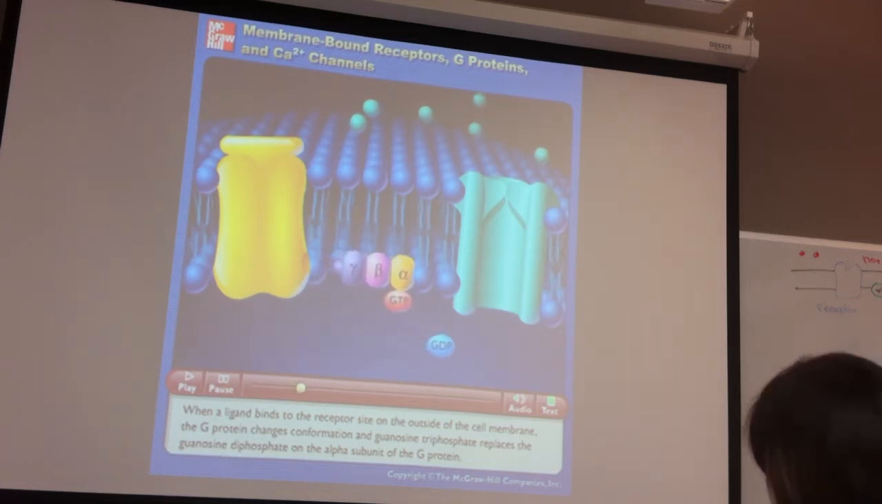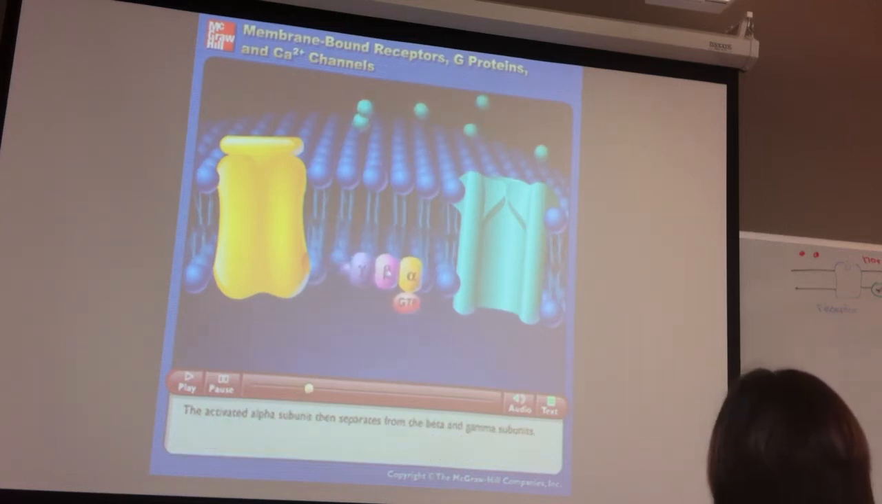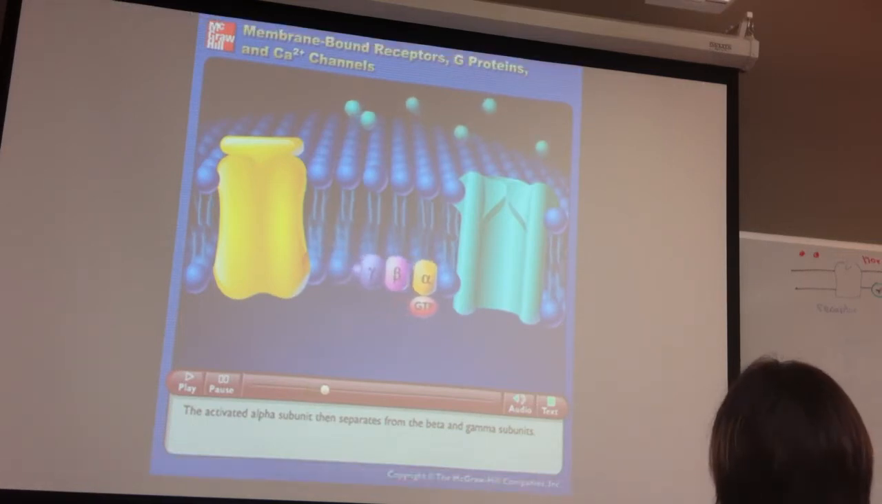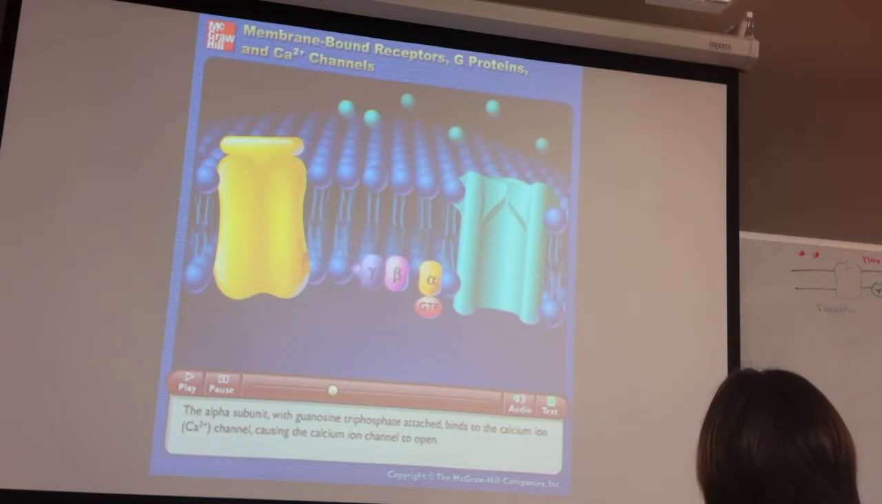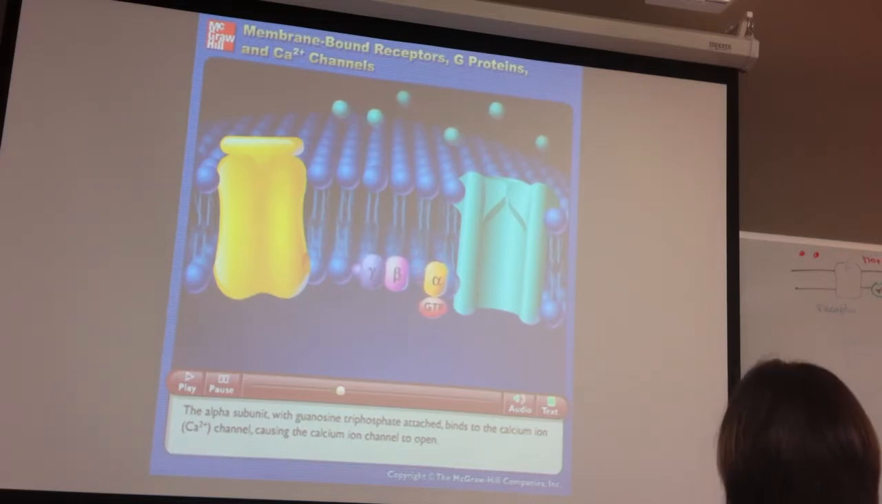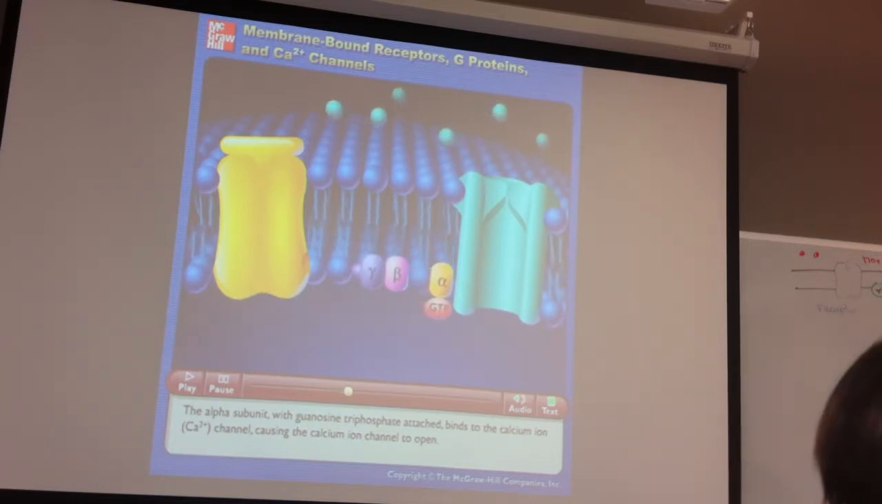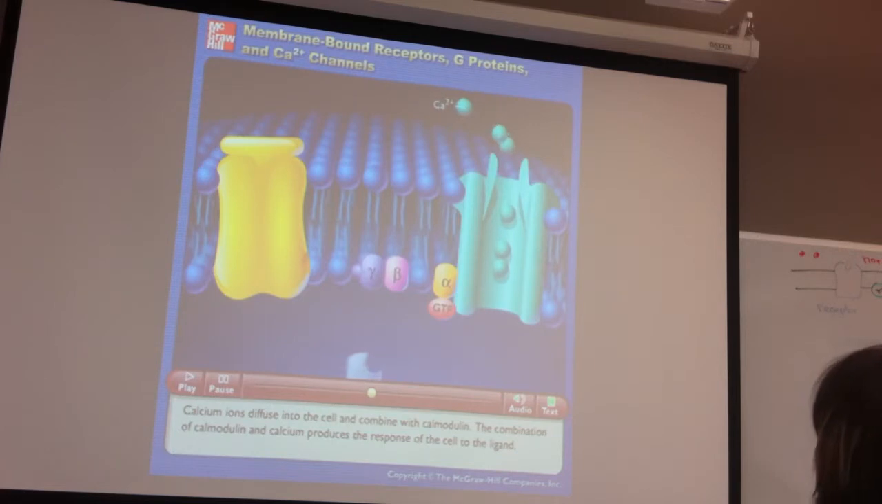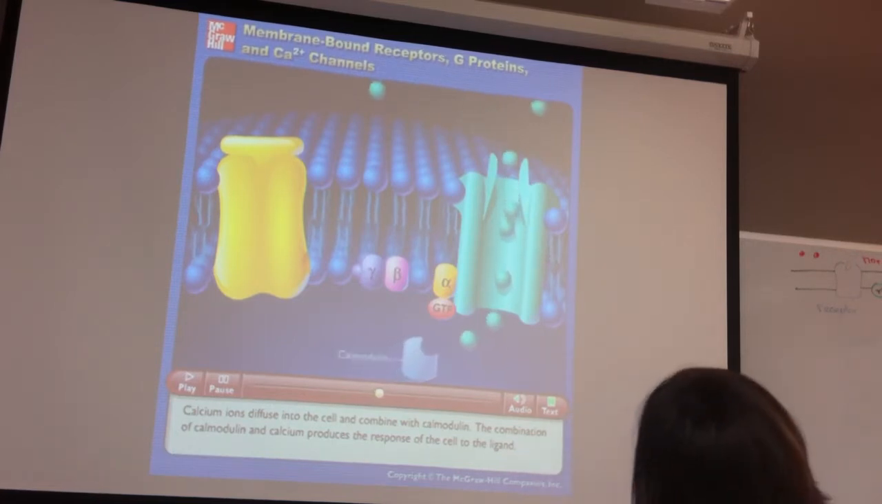diphosphate on the alpha subunit of the G protein. The activated alpha subunit then separates from the beta and gamma subunits. The alpha subunit, with guanosine triphosphate attached, binds to the calcium ion channel, causing the calcium ion channel to open. Calcium ions diffuse into the cell and combine with calmodulin.